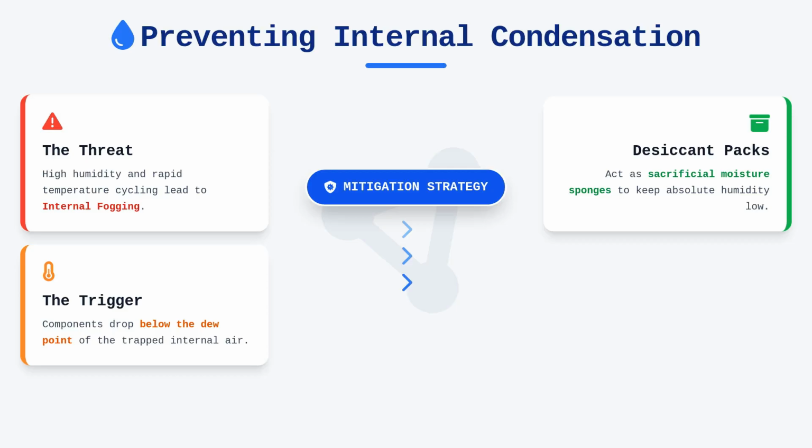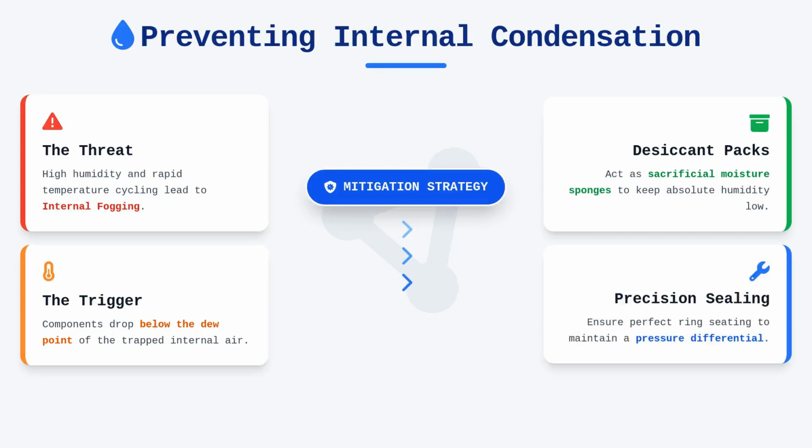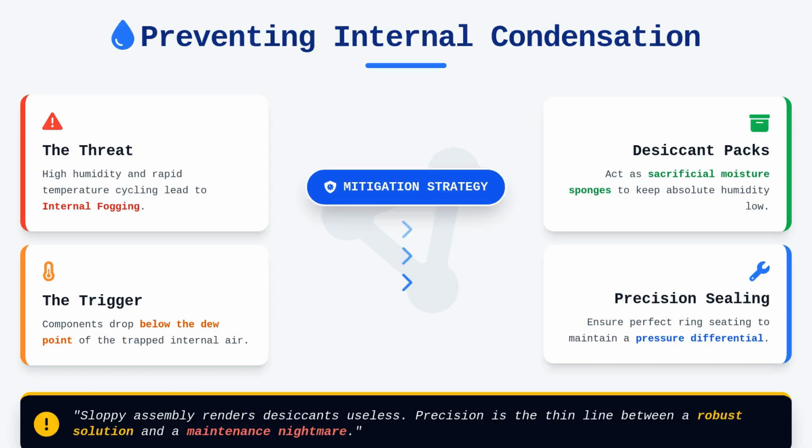However, the presence of these packs does not grant us permission to be sloppy with the primary assembly of the dome cover or the tightening of seals. You must ensure that the assembly process is performed in a clean environment and that the sealing rings are seated perfectly within their grooves to prevent the introduction of new moisture-laden air. Failure to properly tighten a dome cover results in a compromised pressure differential, which renders the desiccant pack useless as it quickly becomes saturated with external moisture. Precision during this final sealing phase is the thin line between a robust, long-term surveillance solution and a maintenance nightmare awaiting the first cold front.